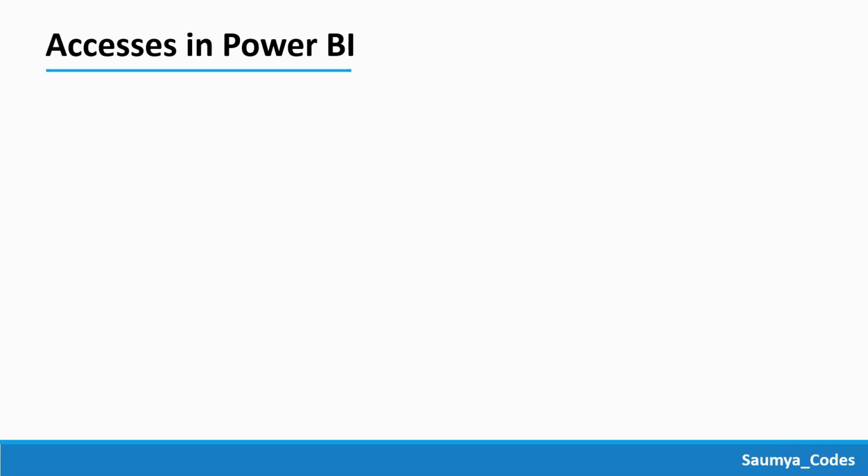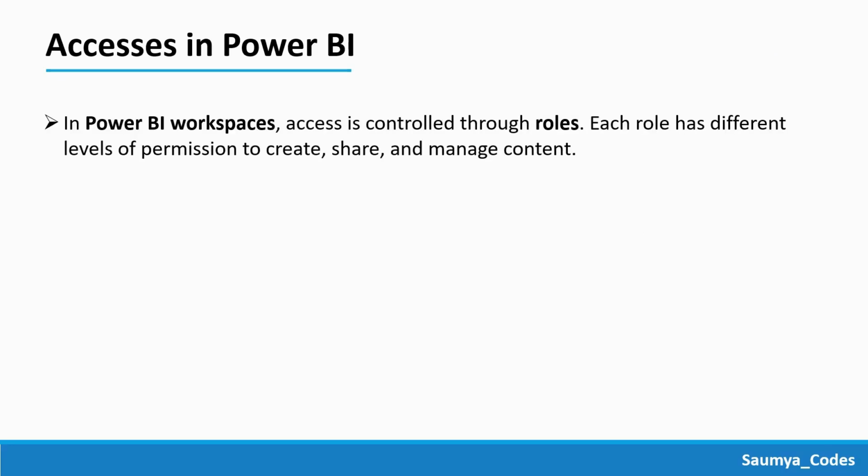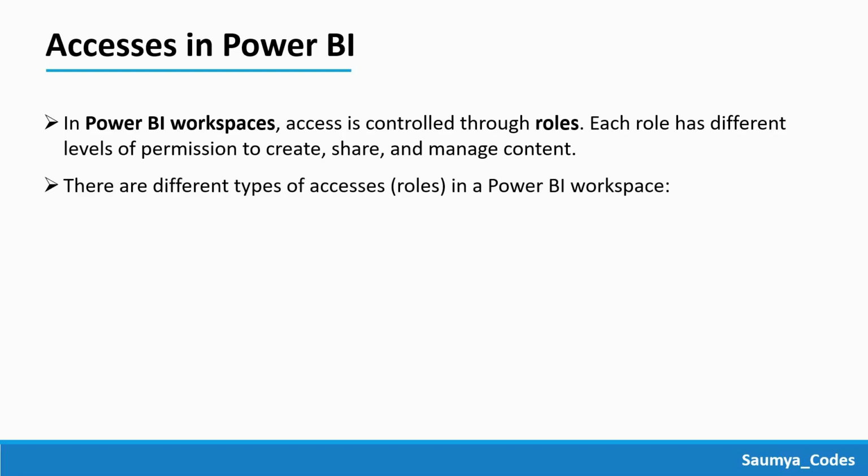Accesses are all about the roles or permissions in Power BI Workspace. In Power BI Workspace, access is controlled through roles. That means we assign different individuals with different roles, and each role has a different level of permission. These permissions include create, share, and manage content. We have four types of accesses or roles in Power BI Workspace: admin, member, contributor, and viewer.